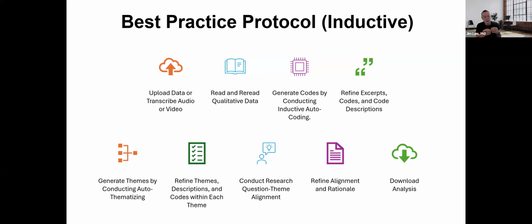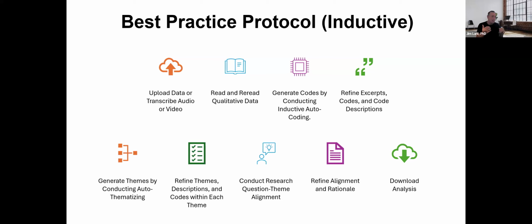After the AI buckets your excerpts and creates a code name and a code description, you need to vet or refine those. Absolutely. They all have to make sense together. And as Judge Judy says, if they don't make sense, they're not true. So it has to look and feel right that these codes and these excerpts all go together.